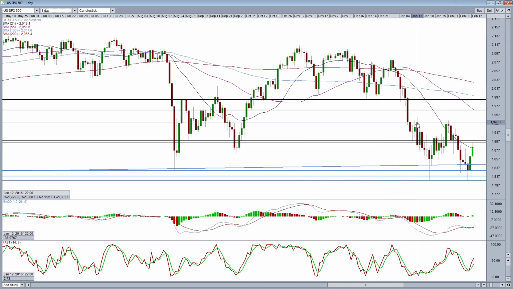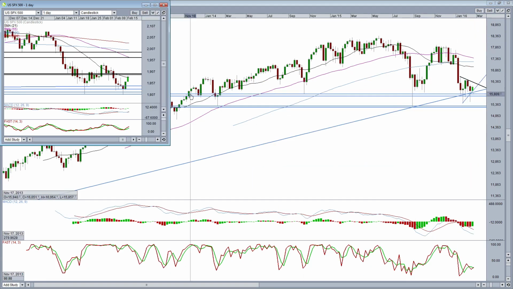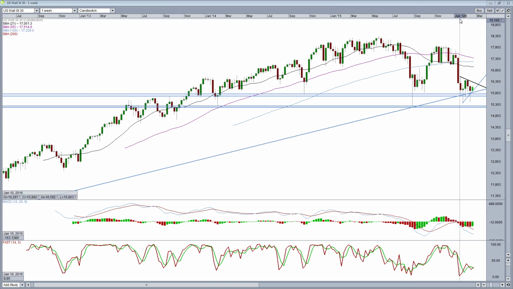So really the next couple of weeks could be really crucial for the S&P, and we could get confirmation that we're going to see a much broader decline, or that we're actually bottoming out. So I think this could be an interesting chart to keep an eye on.